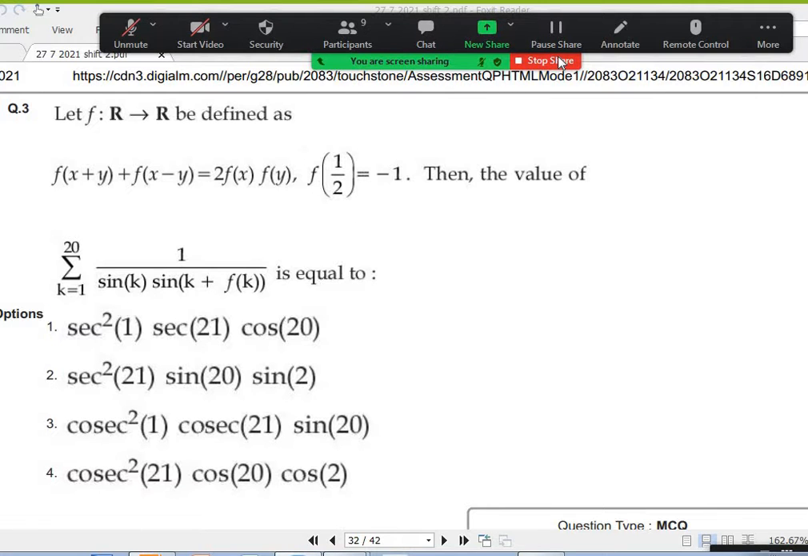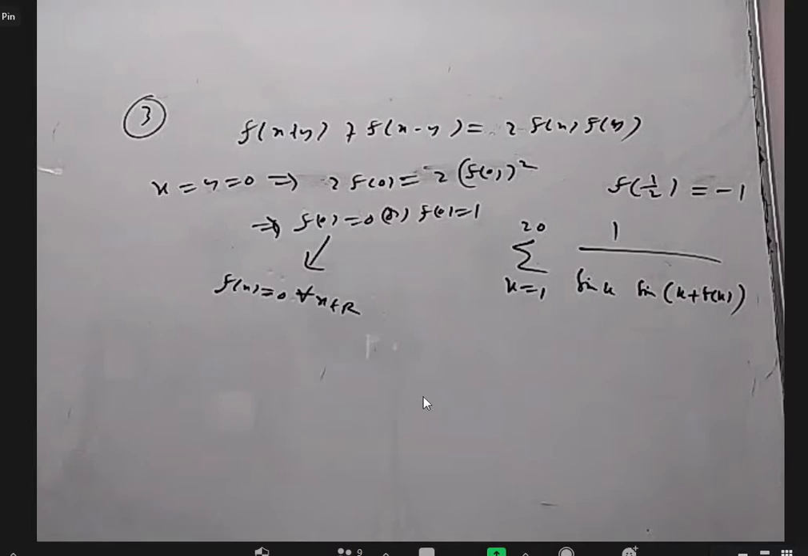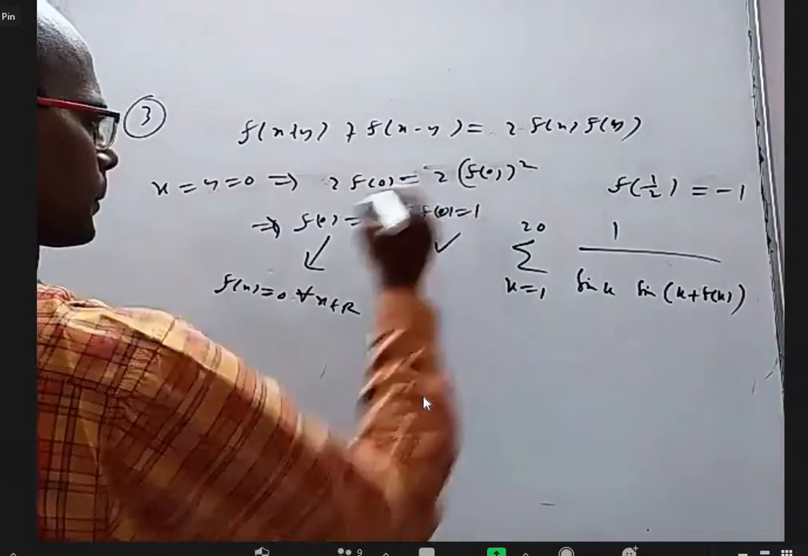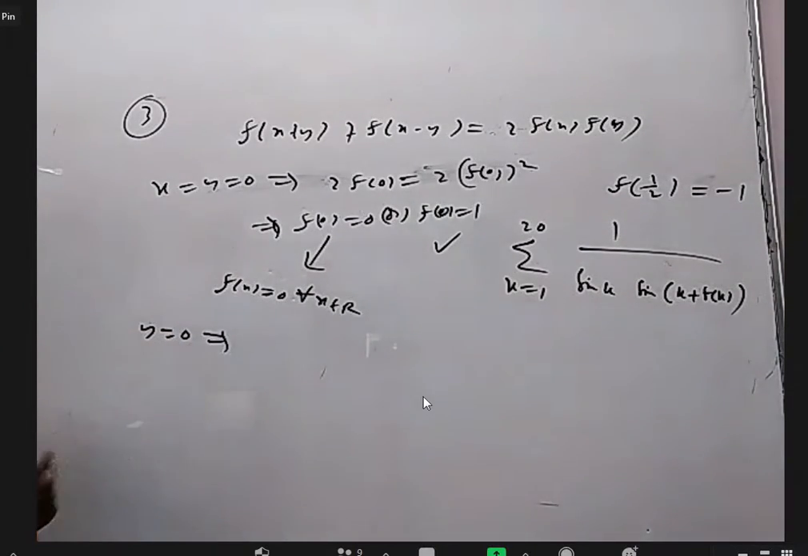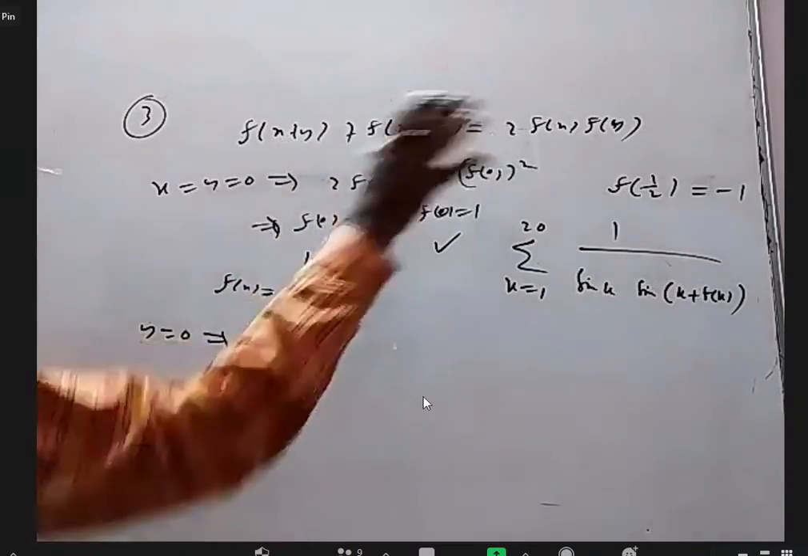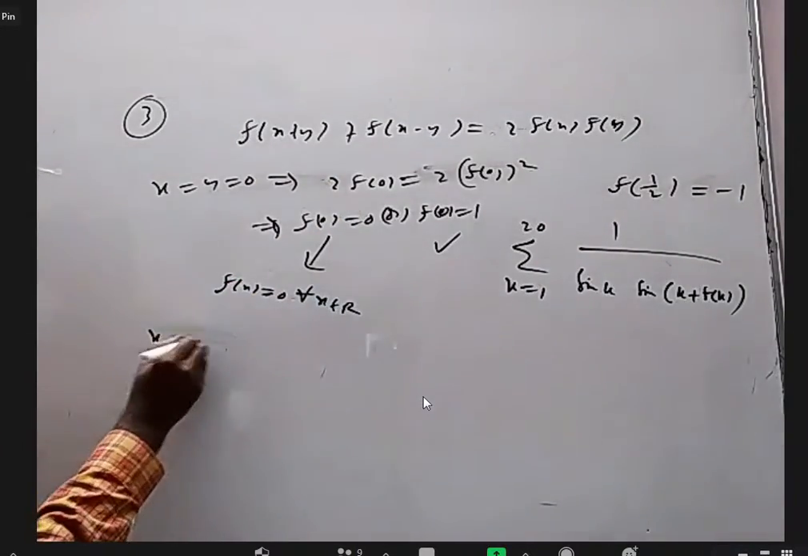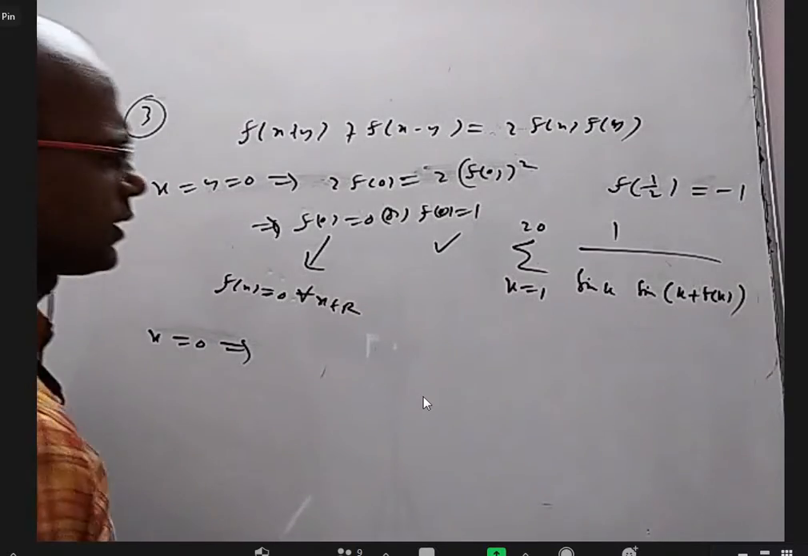They said f of 1 by 2 is minus 1, right? So it can't be always 0. So then obviously I have to take f of 0 is 1. Now if I put only y equal to 0, what will happen? Not much useful because I'll get 2f of x equal to 2f of x. So let us put x equal to 0. Then I may get even function as it.